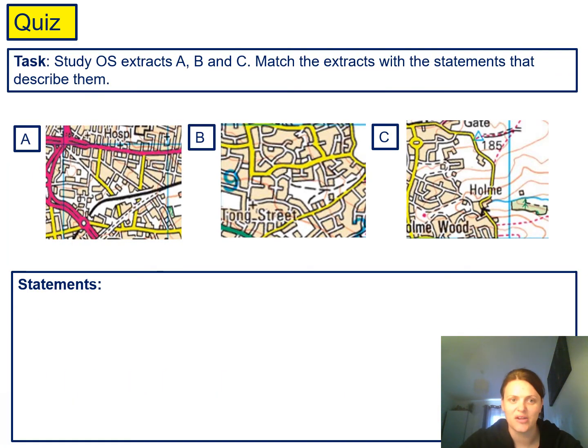Okay, so this is your quiz for this lesson. It's something a little bit different from what we've done before. As you can see here, you've got 3 OS map extracts, A, B and C. And below, I'm going to put up some statements that I want you to match with each of these map extracts. Okay, so which extract, A, B or C, matches up with the statement? So all you need to write is the number of the statement, and then match up with the letter. So which one is it, A, B or C? Here we go.